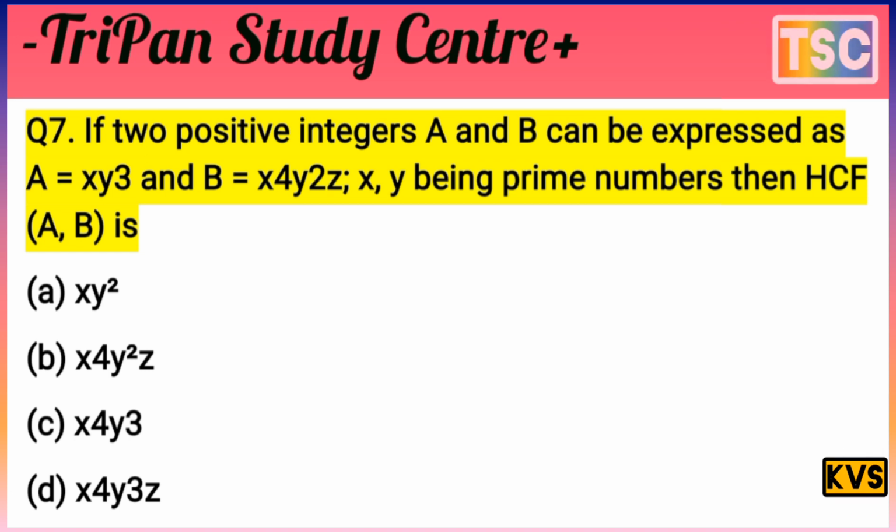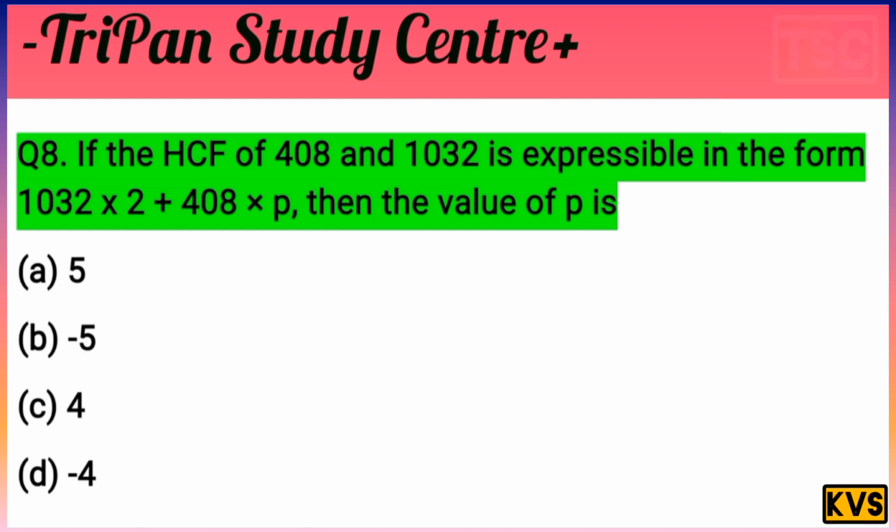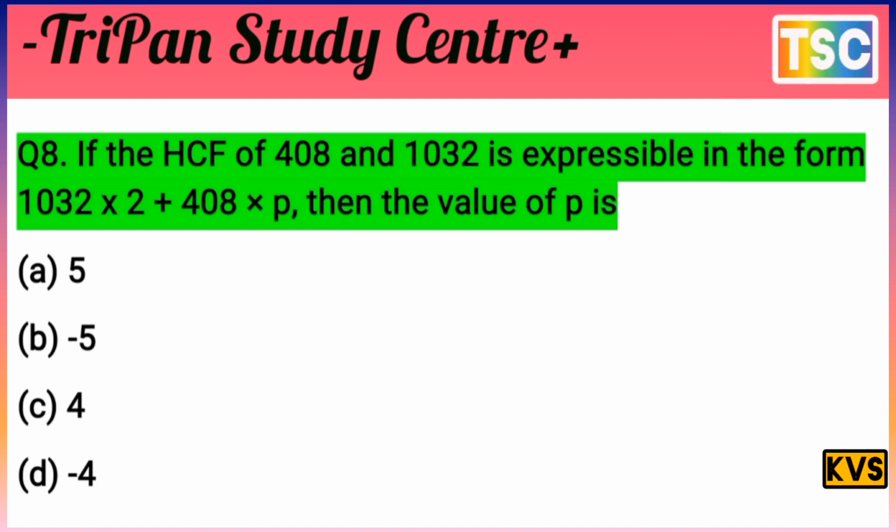Let's see the next question here. If the HCF of 408 and 1032 is expressed in the form of 1032 into 2 plus 408 into P, then the value of P is. That's an important question for the exam view.